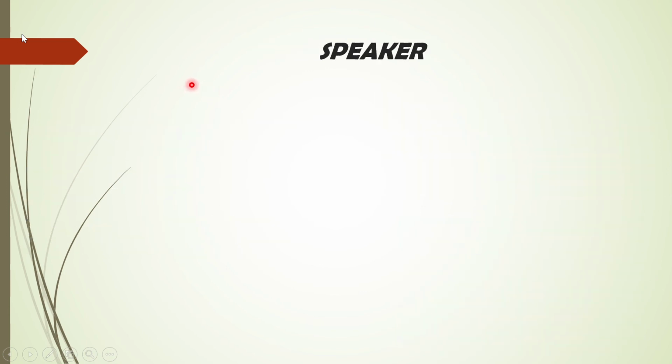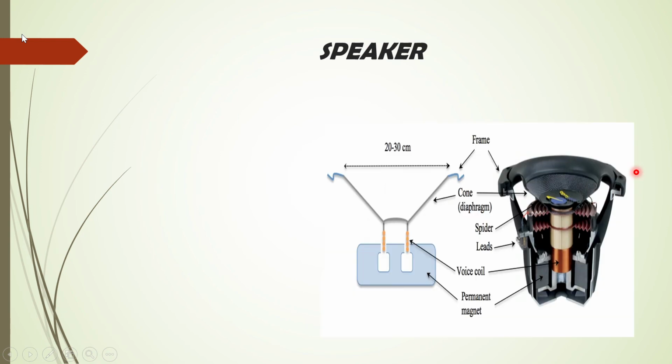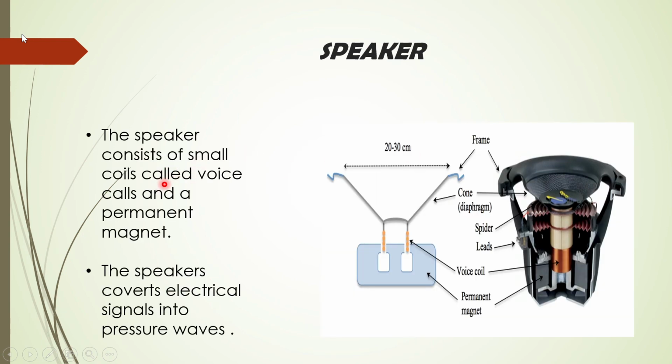Then the audio signal comes into the speaker. The speaker consists of a small coil called the voice coil and a permanent magnet. This is the voice coil, this is the permanent magnet, and basically what happens is, due to the audio signal there is a current in this coil, due to which it experiences a force from this permanent magnet and starts moving back and forth. The diaphragm attached to it through leads also moves back and forth, thus producing pressure waves, which we interpret as sound.